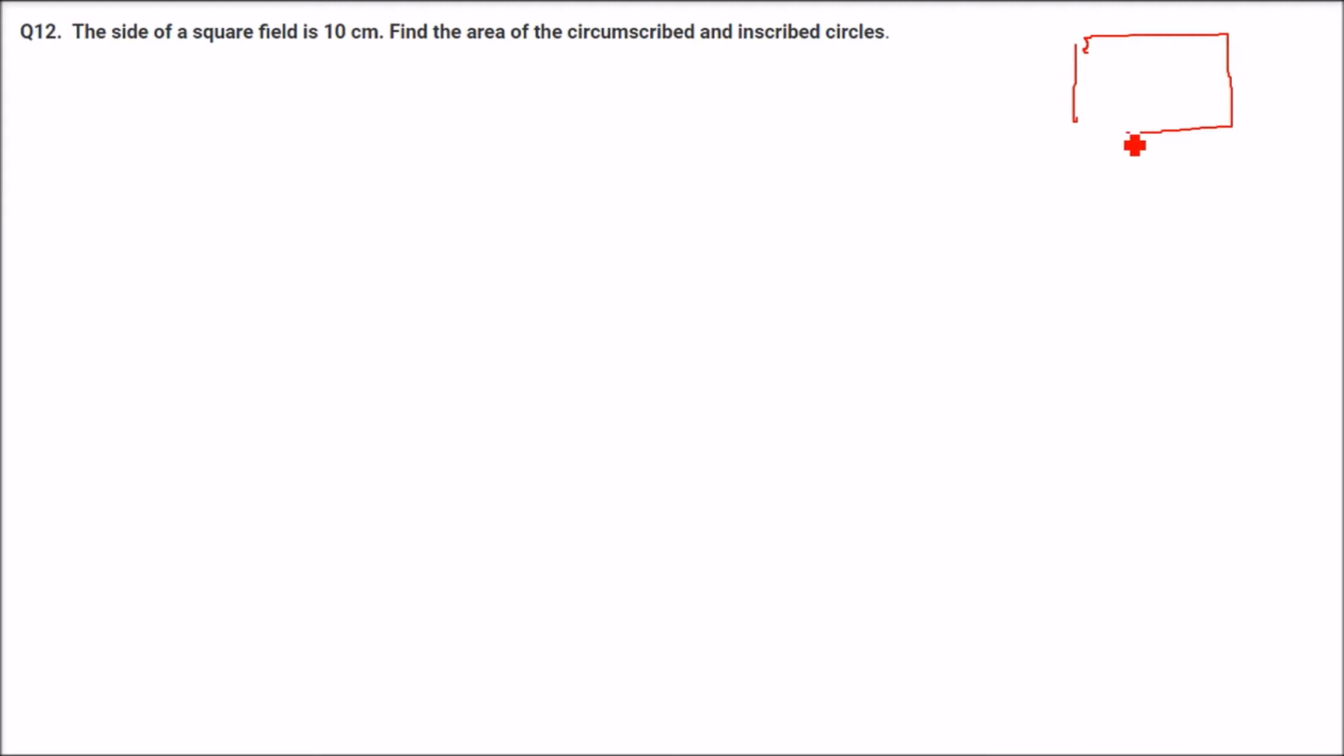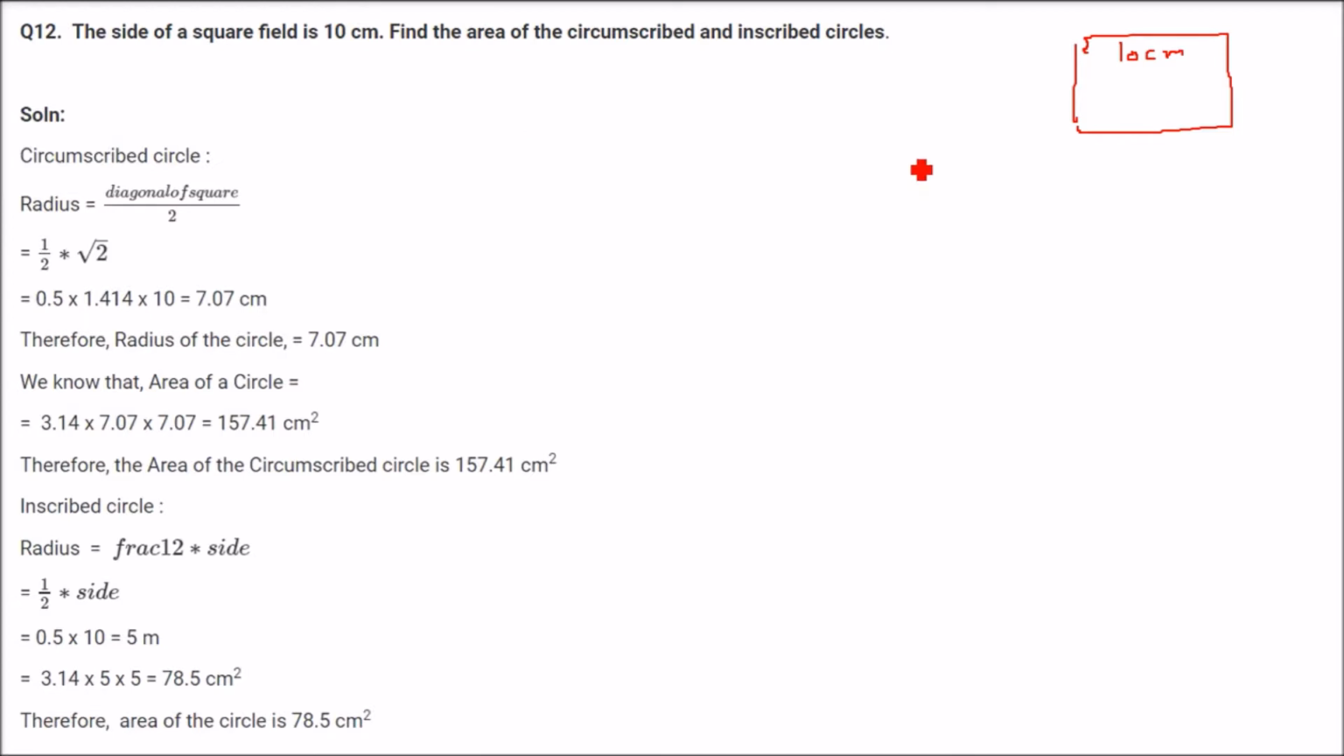The side of a square field is 10 centimeters. So we have a square field, all the sides are equal, and the side is given as 10 centimeters. Find the area of the circumscribed and inscribed circle. So what are the circumscribed and inscribed circles? Inscribed is the inside one, the circle inside this. And the circumscribed is the circle passing through all the corners, which is outside.